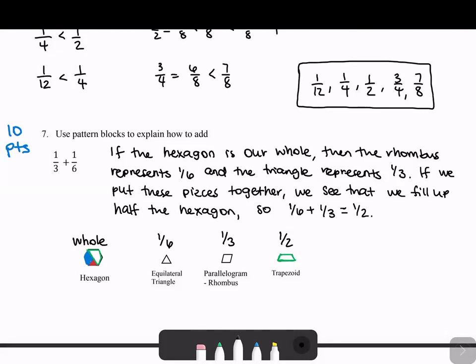A lot of times we use two hexagons together to represent our whole, and a lot of times that was because then a trapezoid could represent a fourth. But in this problem, we didn't need a shape to represent a fourth, we just needed a third and a sixth, which worked nicely if our hexagon was our whole. But you should be able to do it with any simple fractions like that in these shapes: say what your whole is, what shapes represent the fractions that you care about, and then how to add them together.